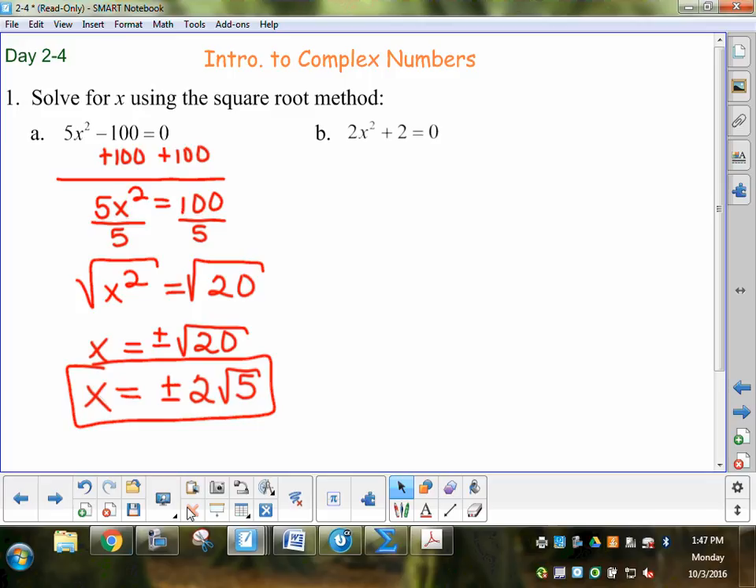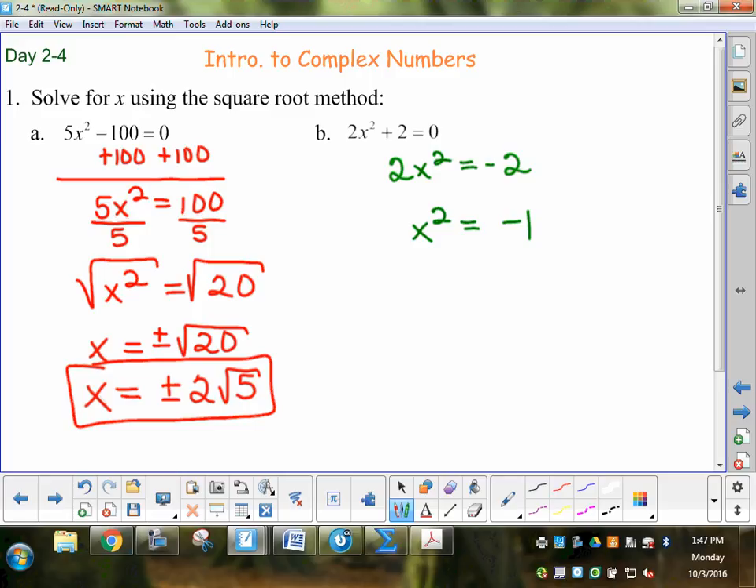Now, these have all worked out nice and easy until something like this shows up. Aaron, what would we do to start this off? Terrific. So I would get 2x squared is equal to negative 2. Next thing up, Felix, what would you do next? So you get x squared is going to be equal to negative 1.